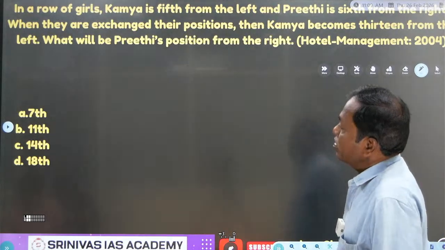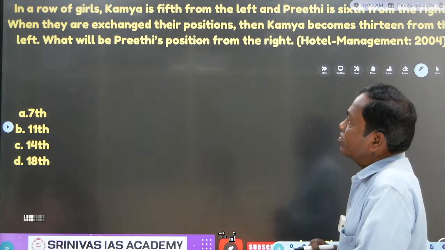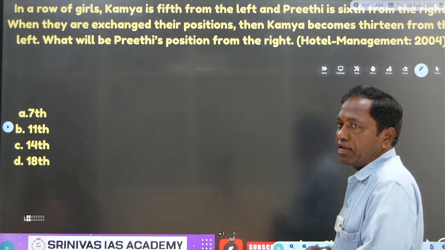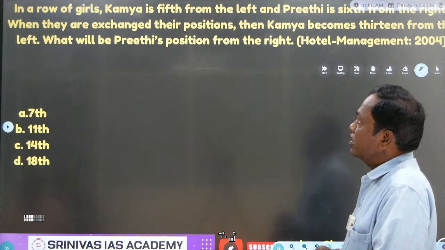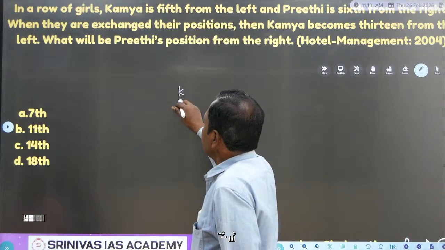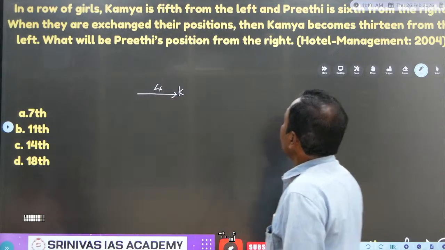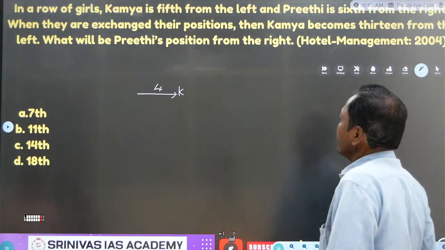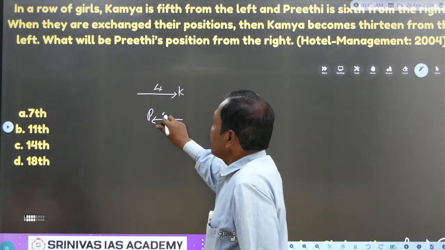Next. I think we need to increase the font size here, no? In a row of girls, Kamya is 5th from the left. And Preeti is 6th from the right.